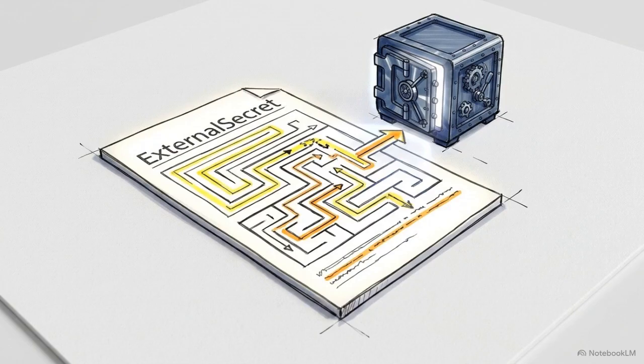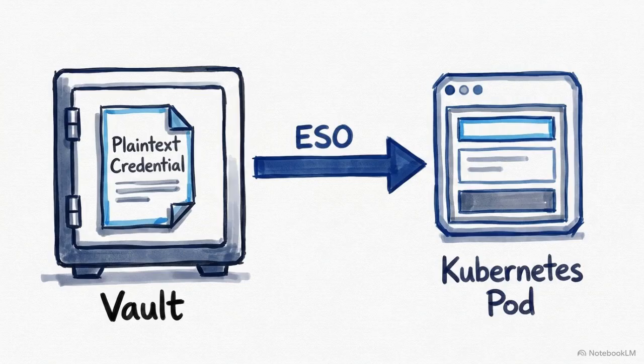Instead of putting sensitive strings in our code, we create an external secret manifest. This file contains no passwords. It only contains a reference path. ESO reads this path, authenticates with Vault, retrieves the real credential, and safely injects it into the cluster.